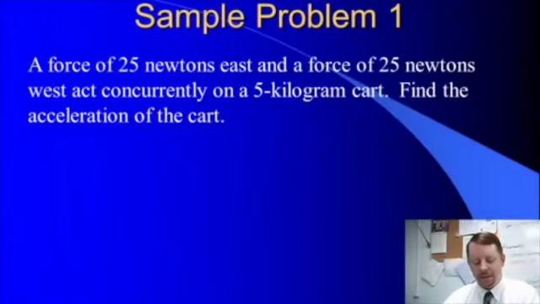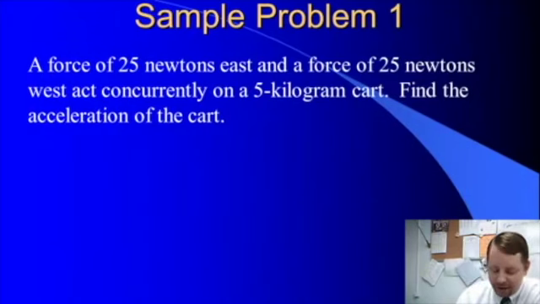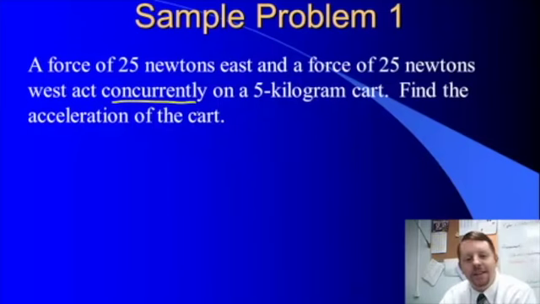Let's take a look at some simple examples. We have a force of 25 newtons east and a force of 25 newtons west acting concurrently, that means in the same place and at the same time, on a 5 kilogram cart. Find the acceleration of the cart.